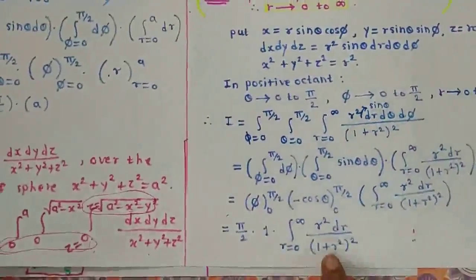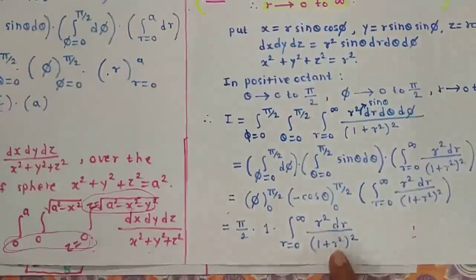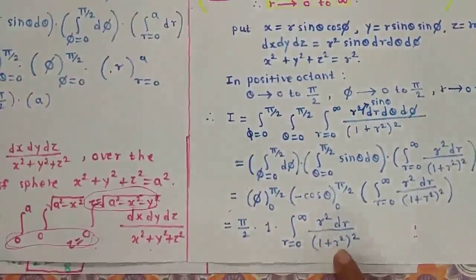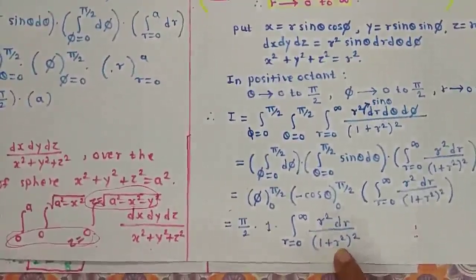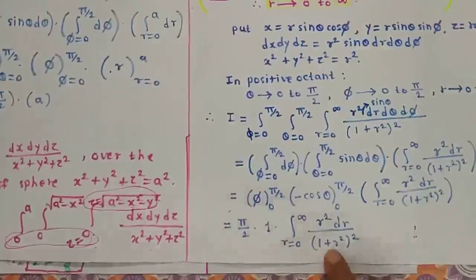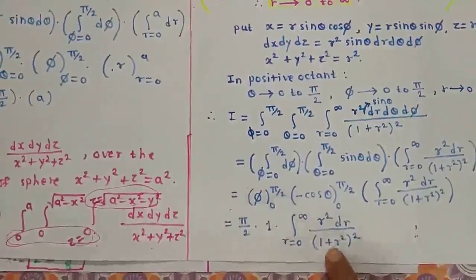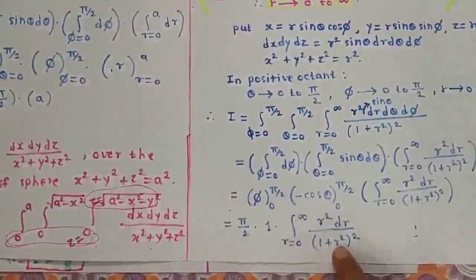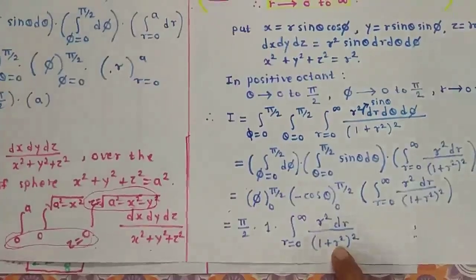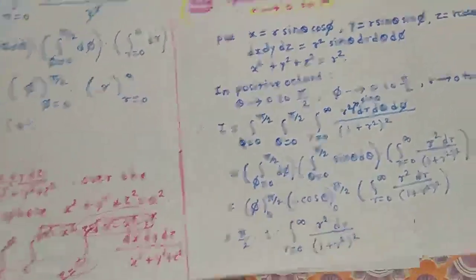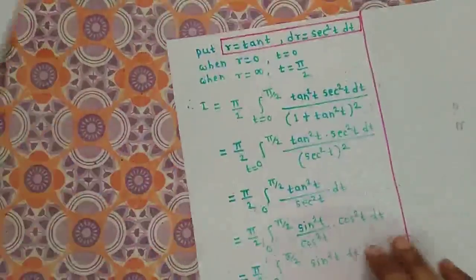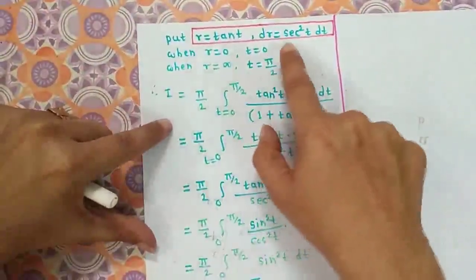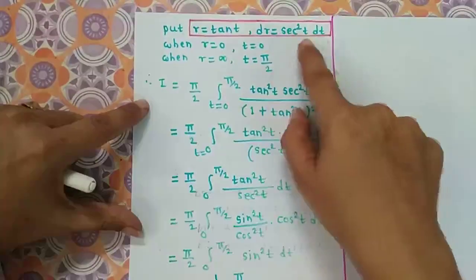Due to this positive sign, we replace r square by tan square t, right? So that we get 1 plus tan square, and 1 plus tan square is sec square. So in this way, due to this positive sign, we put r square equals tan square t. And if there is a negative sign, then either you replace r square by sine square t, or you may replace it by cos square t. So let us see. For the solution, here we put r equals tan t. So dr becomes, the derivative of tan t, sec square t dt.